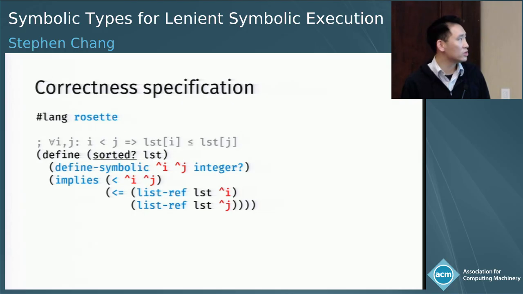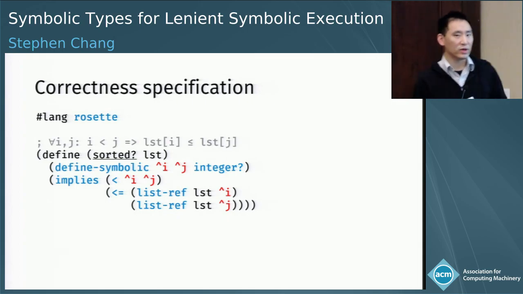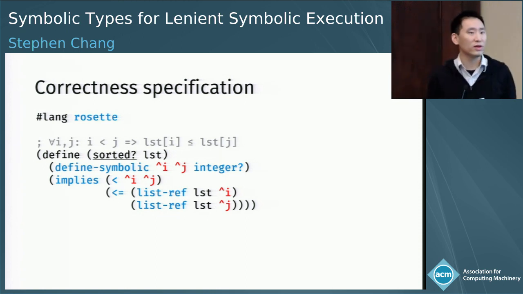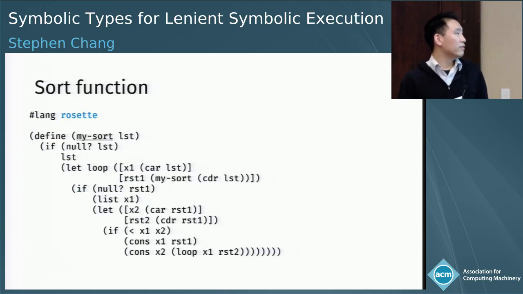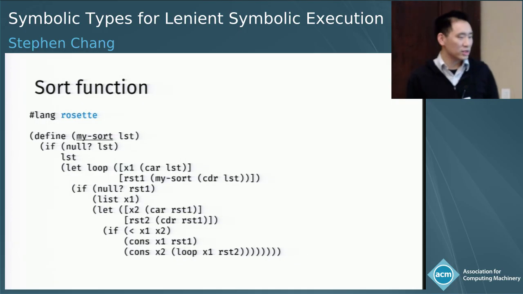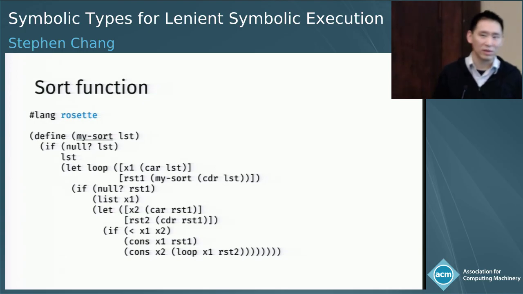Well, we just use the standard property of sorted lists, where if you have two elements of the list at indices i and j, if i comes before j, then the element at i has to be less than or equal to the element at j. And we can again express this with symbolic values. And finally, assume that this is my new sort algorithm. If you go and try to read it implemented this way, maybe it's a little bit hard to read.